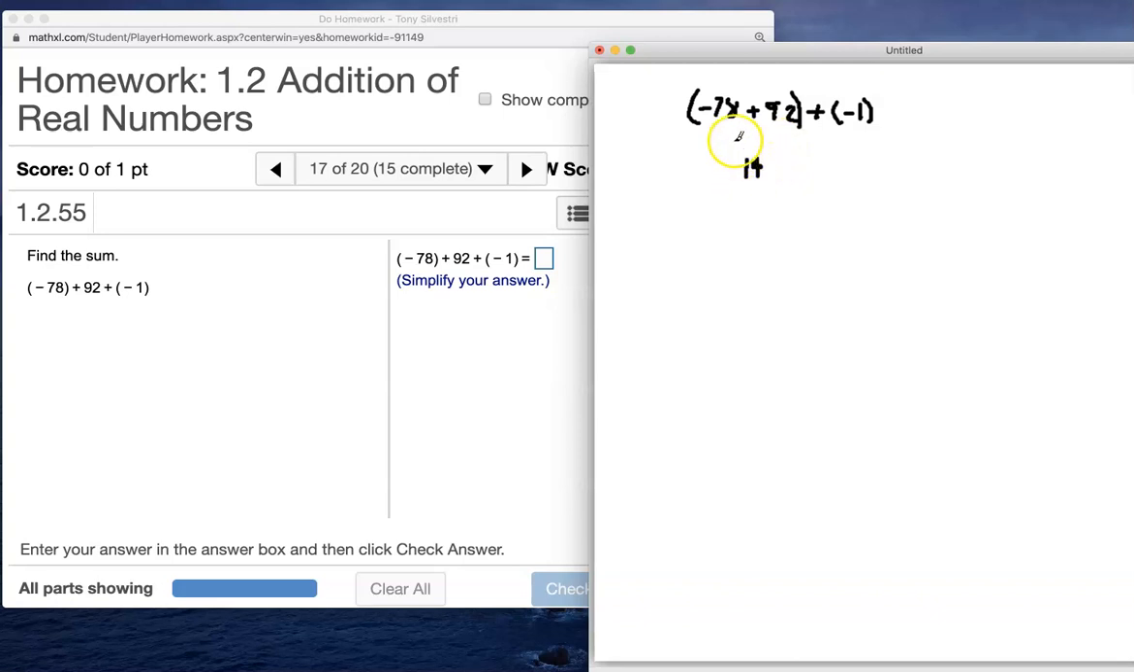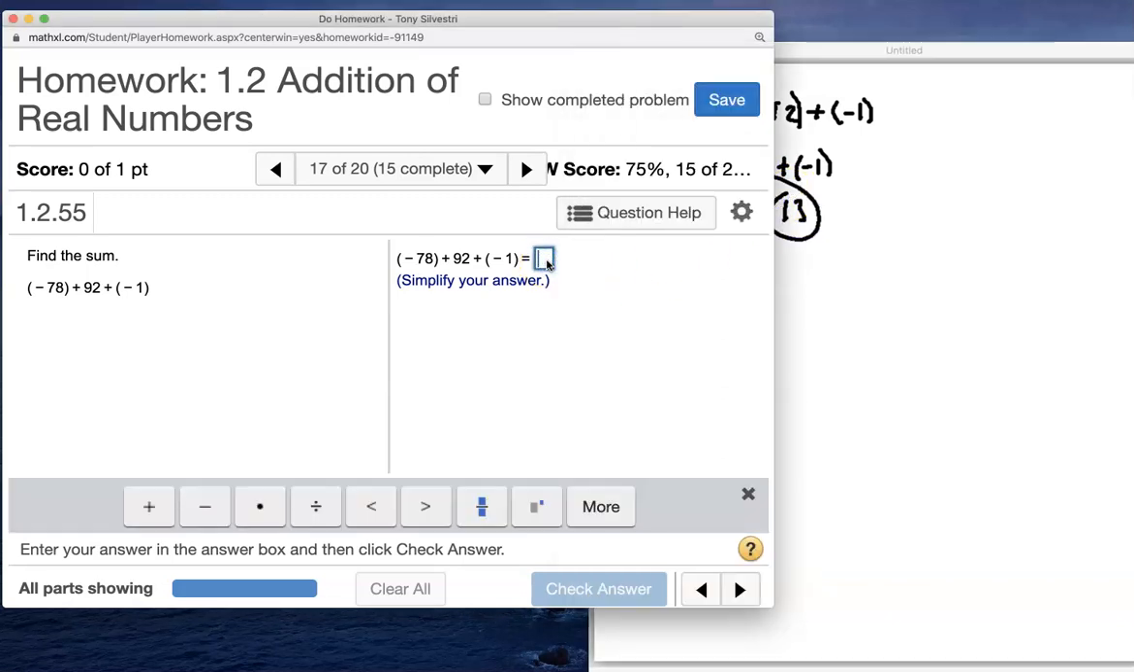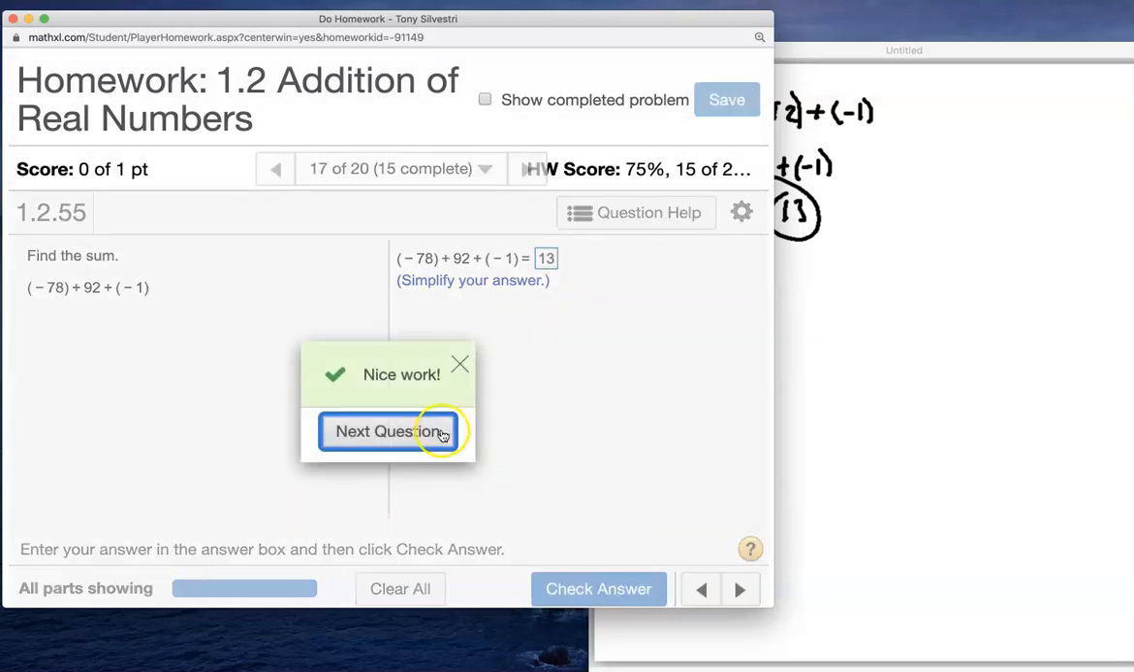What sign do I use? Well, the bigger absolute value was 92, so it's positive. That's good. Copy the rest of this problem down. And then do this. 14 plus a negative 1. Same thing. 14 minus 1 is 13. Keep the sign of the bigger absolute value. Positive 13. Check your answer. See, I'm not lying to you.